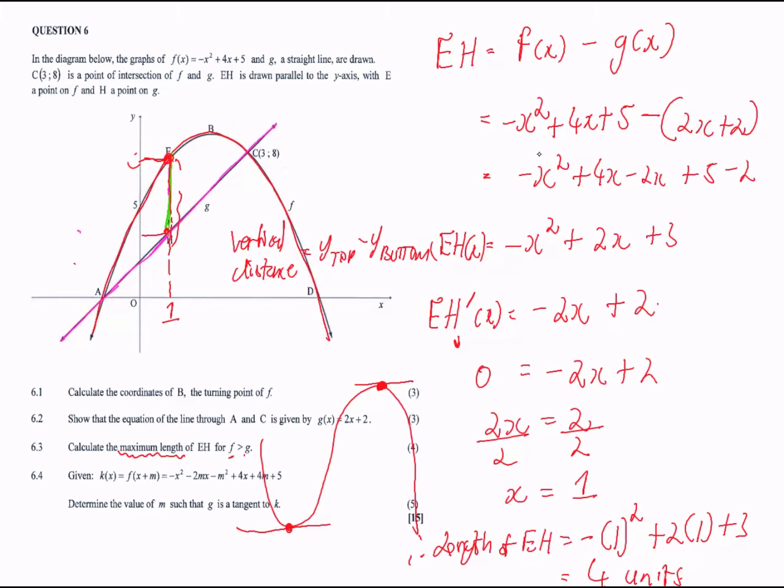So it would be a mark for having to find the difference there, right? Being able to say that f of x minus g of x represents EH, then after you have found that standard form equation, it's another mark. And then finding your x value, it's a mark. Then finding the length, it's also another mark. So 4 marks like that.